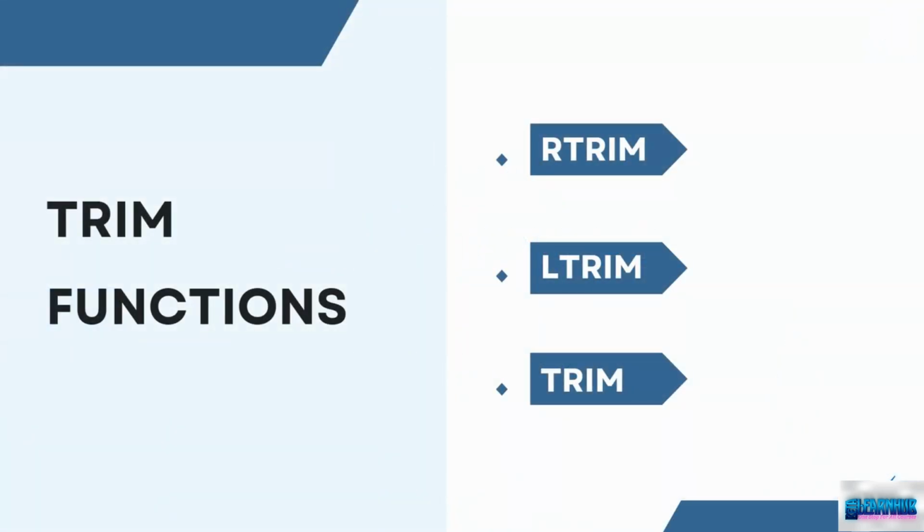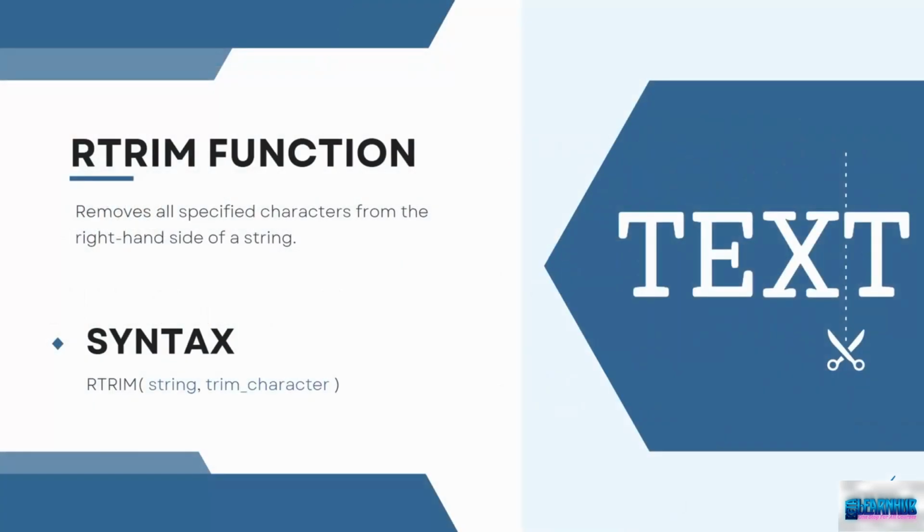Next, let's look at the trim function of SQL. First is rtrim. The PostgreSQL rtrim function removes all specified characters from the right-hand side of a string. The syntax is as follows: rtrim(string, trim_character). String is the field or text to trim from, while trim_character is the set of characters to be removed from the right side of the string. If no characters are provided, the rtrim function will simply trim spaces from the right-hand side of the string.